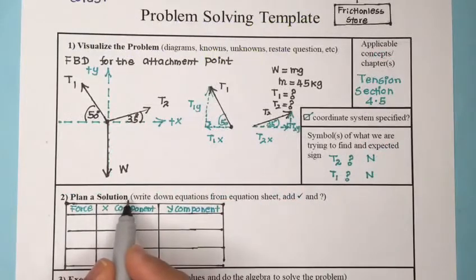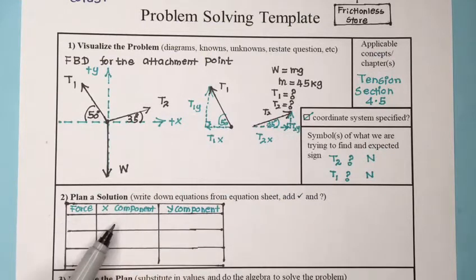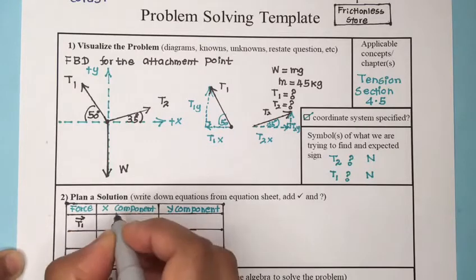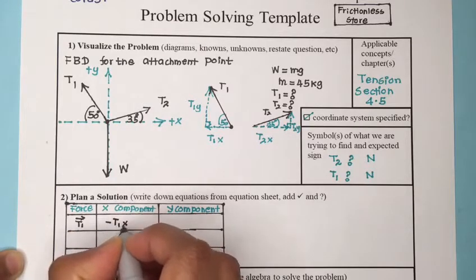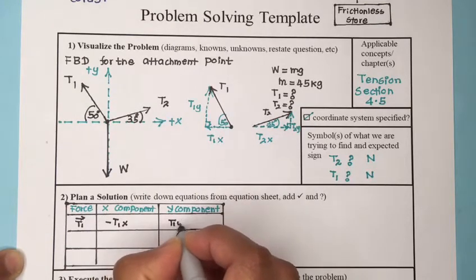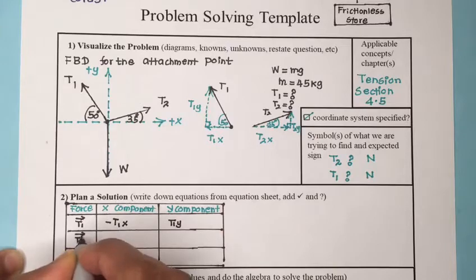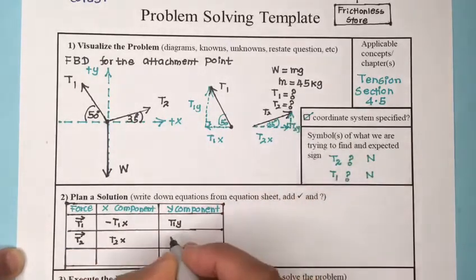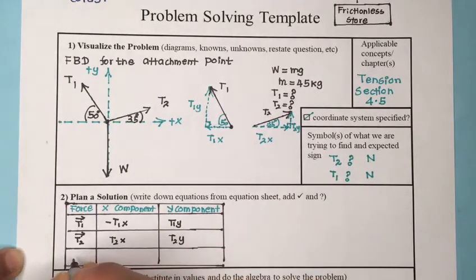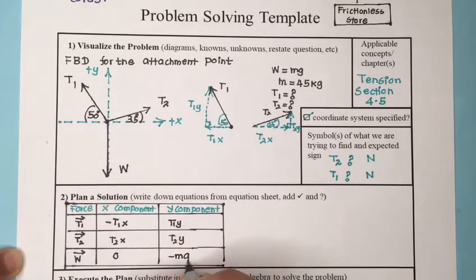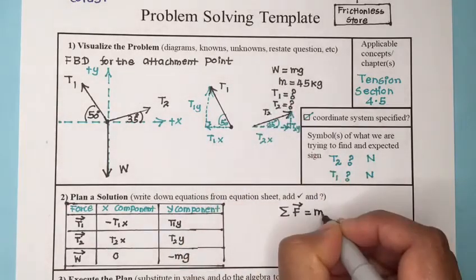Now we are going to plan a solution, and we are going to start by looking at each force. Tension 1 has an x component, and it's negative because it's going to the left. And the y component of tension 1 is going up, it's positive, T1y. The x component of T2 is going to the right, so it's positive T2x. And the y component, T2y, is positive going up. The weight does not have any x component. The y component is negative because it's going directly downwards.